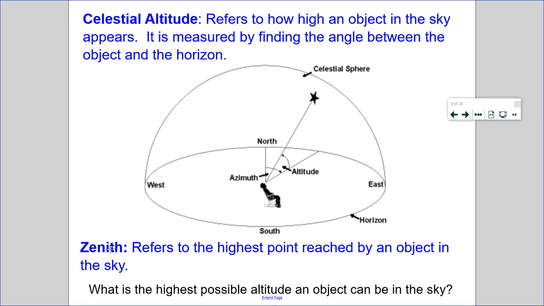The zenith refers to the highest point reached by an object in the sky. So every day as the Earth rotates, every object in the sky will reach a maximum point, and that's that object's zenith. The highest possible altitude any object can reach is directly overhead, which would be 90 degrees. So you can't have a celestial altitude greater than 90 degrees. If you do, that just means that it's coming back down the other side.